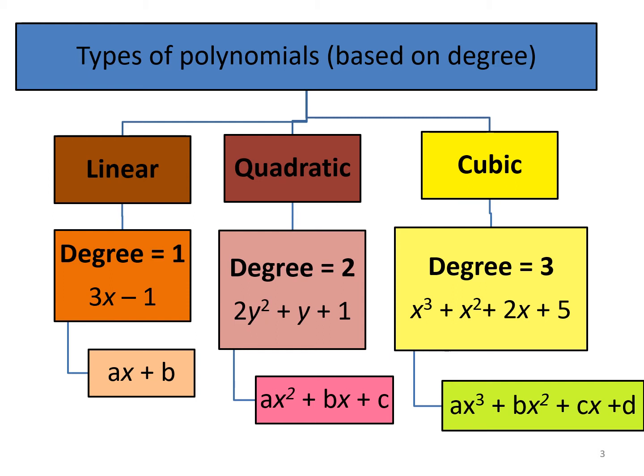The general expression for the linear polynomial is ax plus b. For quadratic, it is ax square plus bx plus c. And for cubic it is ax cube plus bx square plus cx plus d. In today's chapter, we will be mainly focusing on the quadratic part rather than the linear and the cubic.